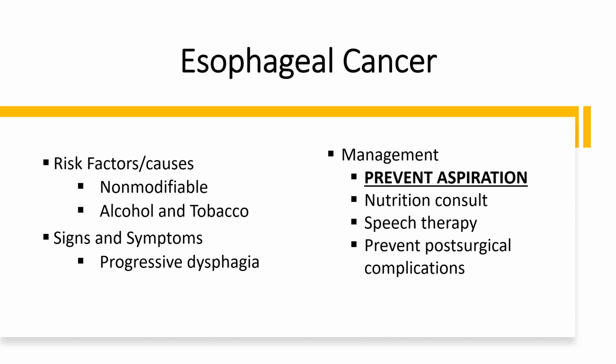So big thing for esophageal cancer is preventing aspiration, because if we have something going on in our esophagus blocking food or whatever, it can make us aspirate, make us choke.